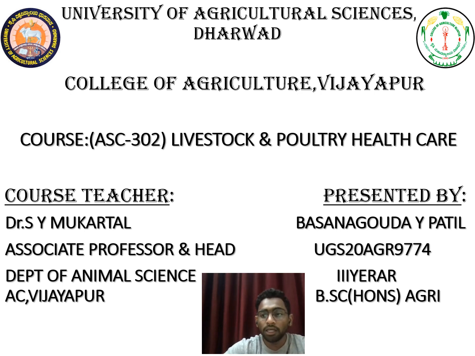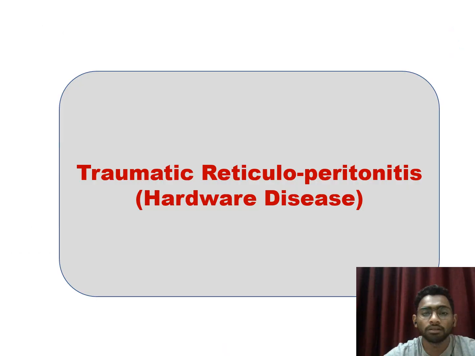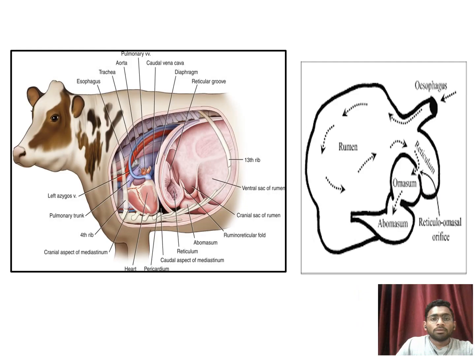So today let us discuss one of the important diseases in cattle, that is traumatic reticuloperitonitis. It is one of the important and dangerous diseases in cattle, which is a hardware disease. So let us discuss in detail about this TRP, that is traumatic reticuloperitonitis.